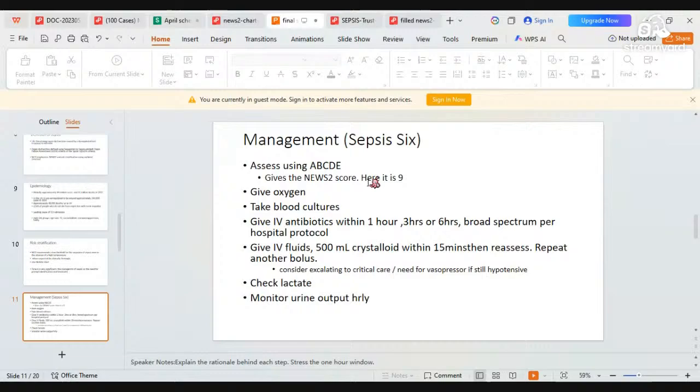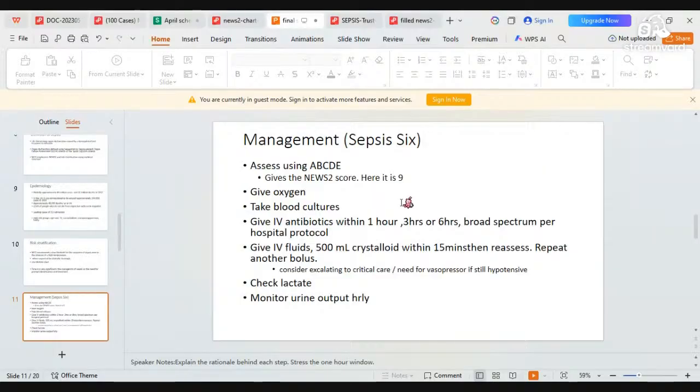And at every point you find anything that needs to be corrected, you want to institute correction as you go on. So in sepsis management, you want to give your patient oxygen, actually high flow oxygen, and your target should be a SpO2 of 94 to 98%. So that's your first give.